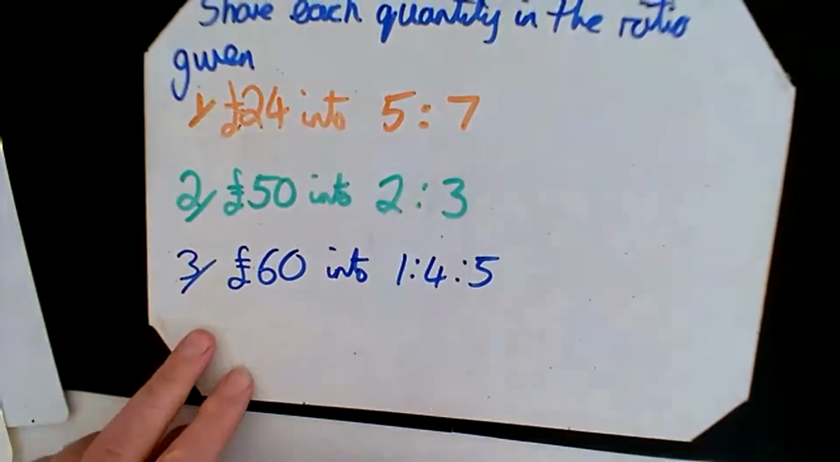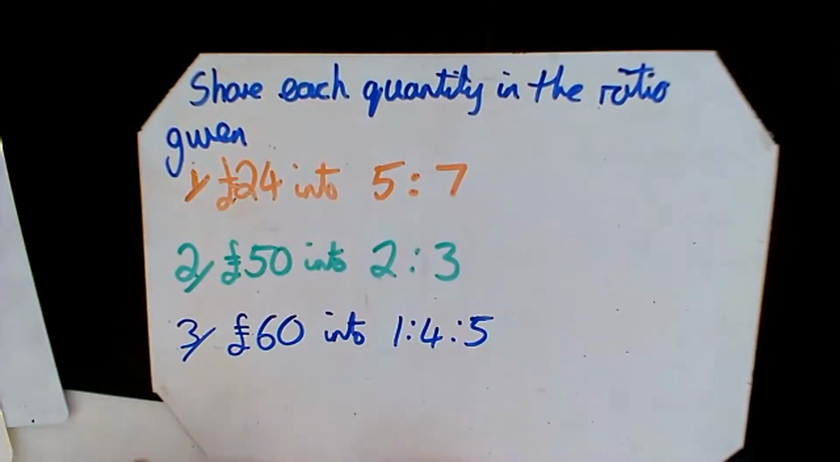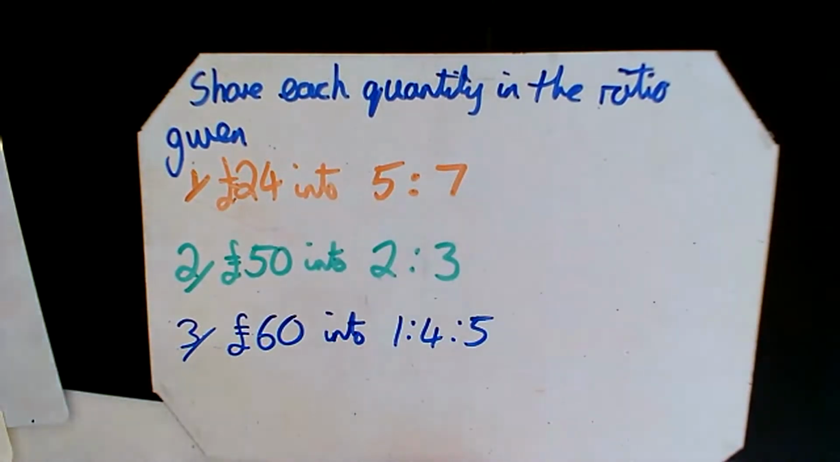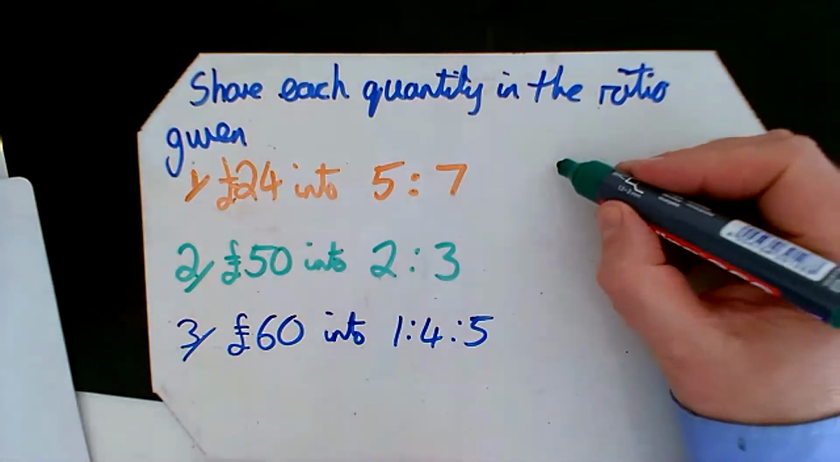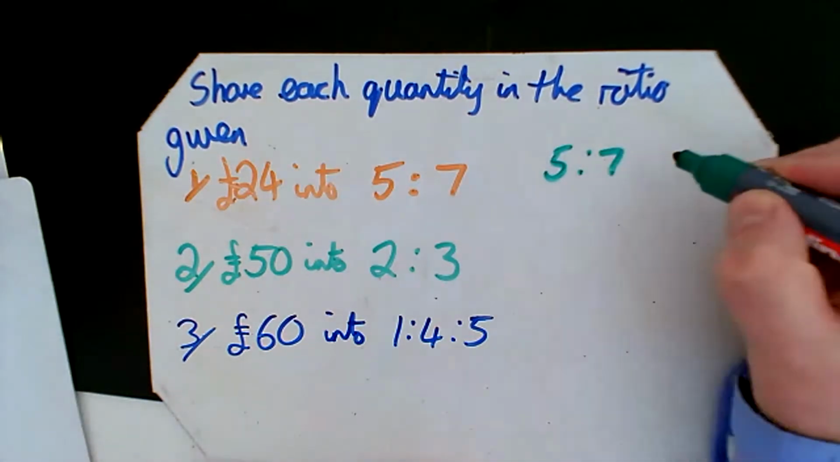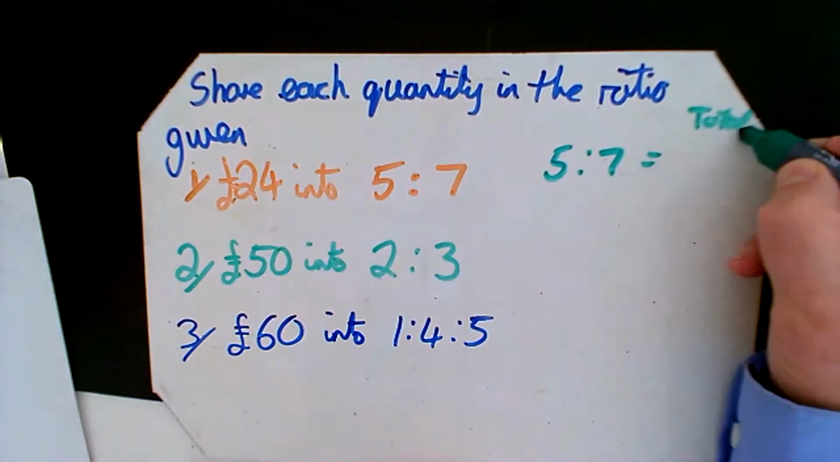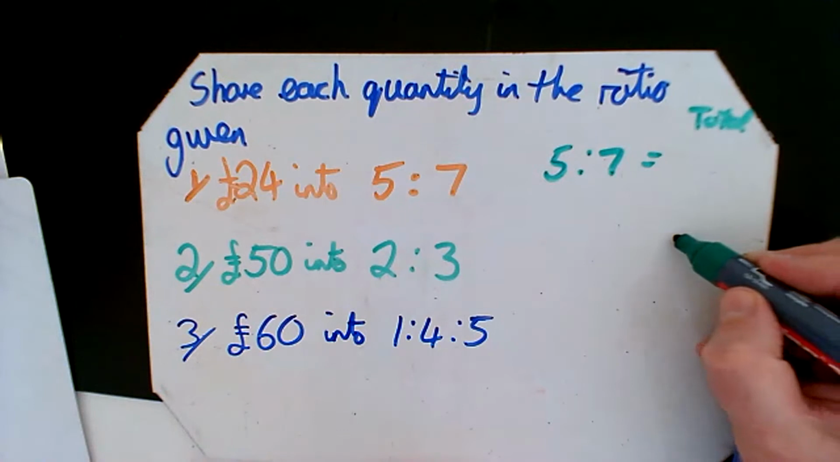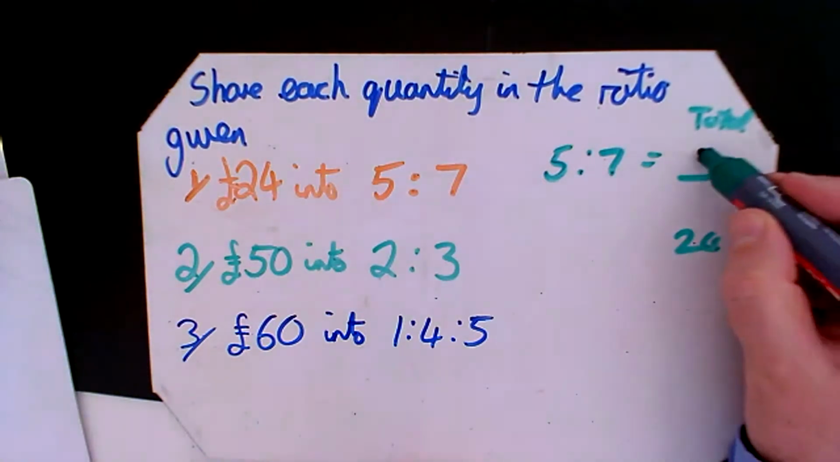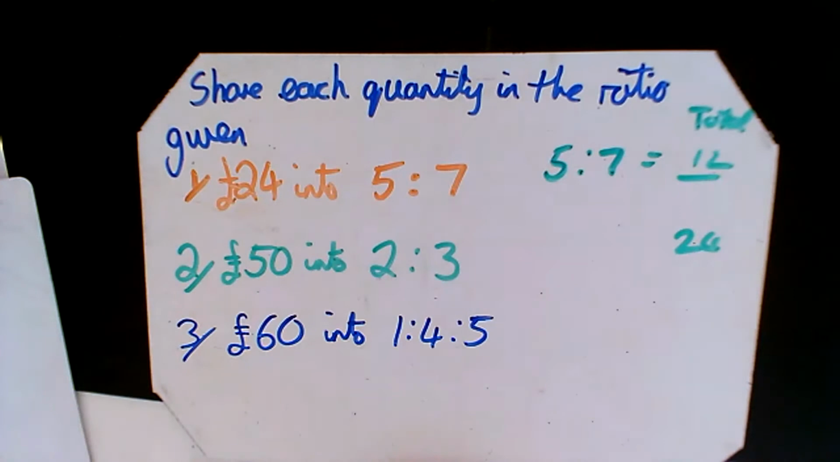Right, let's have a look at this one. Have a go at these, please. Pause the video when you get a chance, and then we'll go through them. Share each quantity into a ratio. Do it as I've done it, please. You write the ratio. I'll just give you a start: 5, 7, and do the total, and go from there. Remember, you put your total in, and then the 24 underneath is also your total. That's a starting point for you for that first one. Pause the video, get that done, and press play when you're done.